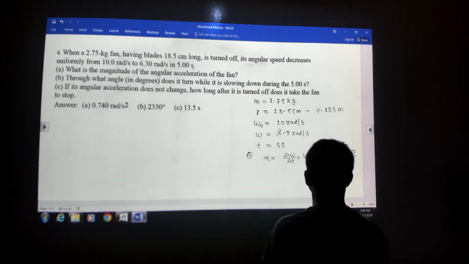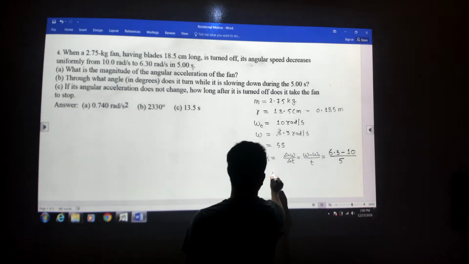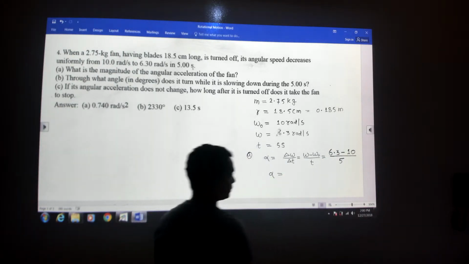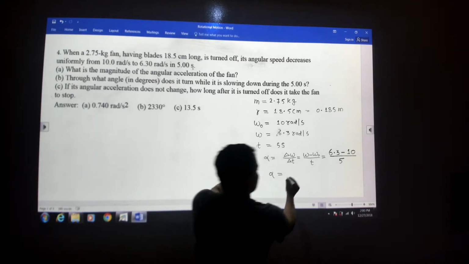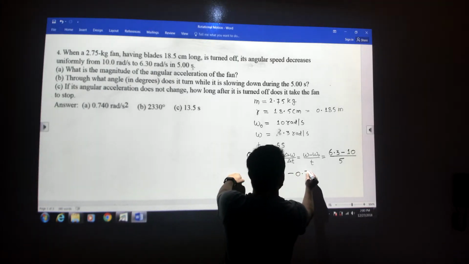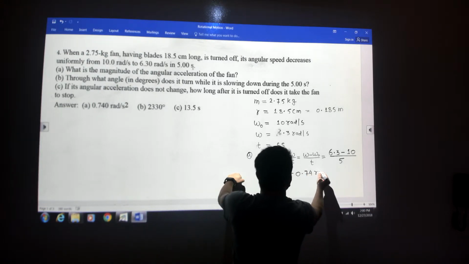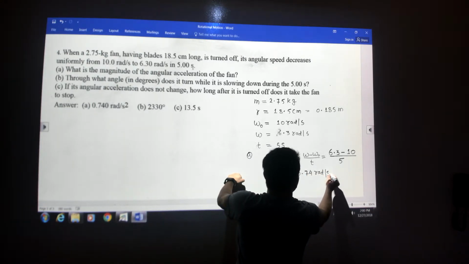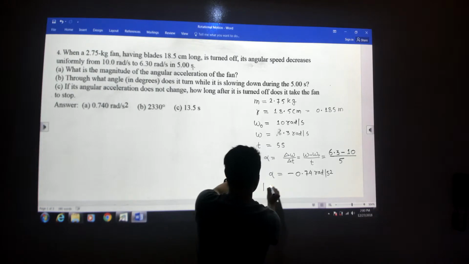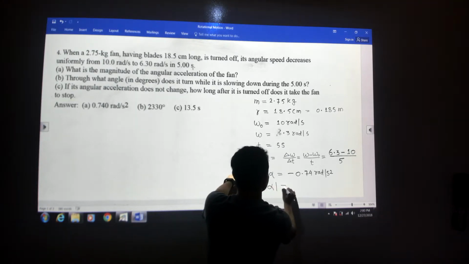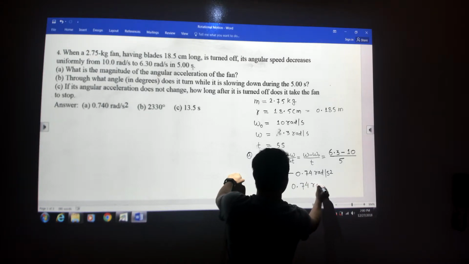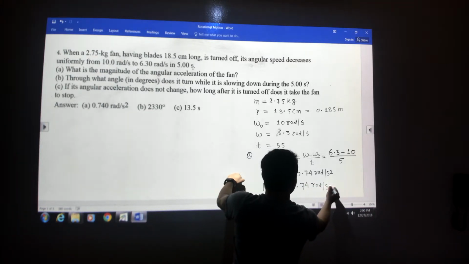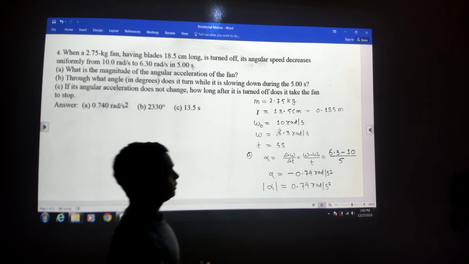So once you have all these numbers, what you get for alpha is negative 0.74 radian per second squared. So the magnitude of this acceleration is 0.74 radian per second squared. That's the magnitude.